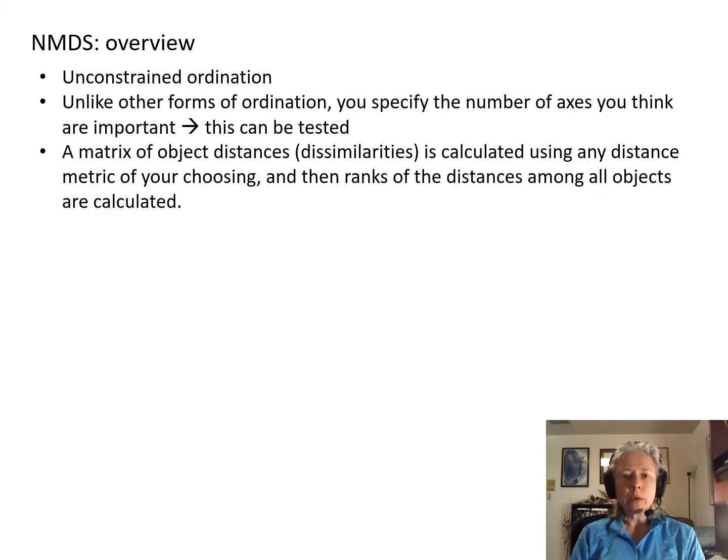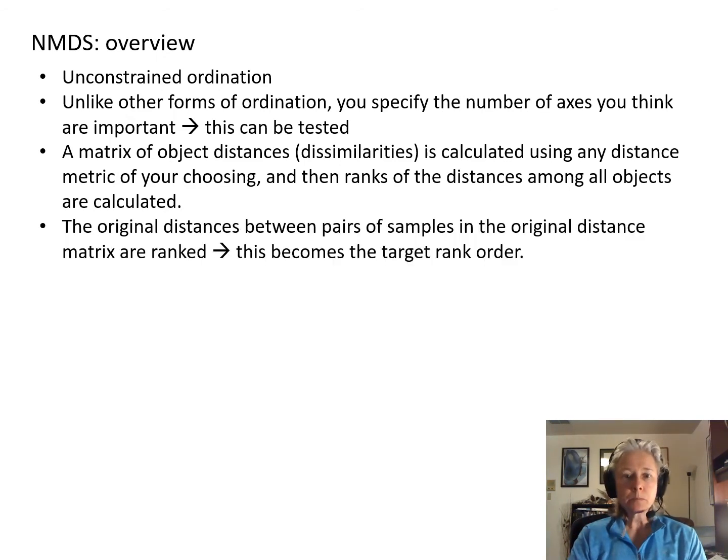You start with creating a distance matrix or a dissimilarity matrix using any distance metric of your choosing. And then the ranks of the dissimilarities among the objects are calculated. The original distances of pairs of samples in your original distance matrix are ranked, and this becomes the target rank order. In other words, what you're aiming for. You're going to compare the configuration of the ordination to this target.